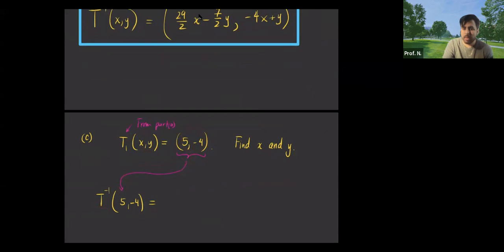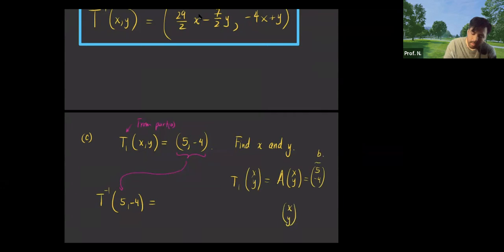A minus 1 times b. Oh, A inverse. Yeah, I think you can think of it that way, right? You can think of it as T of x, y equals A times x, y equals b, which is 5, negative 4. You can think of this as being my b, and then what's x, y? Well, it's A inverse b. So you can think of it that way. Exactly right.